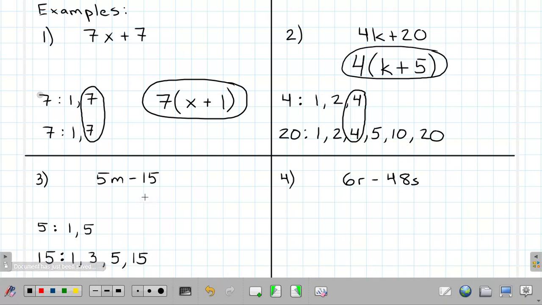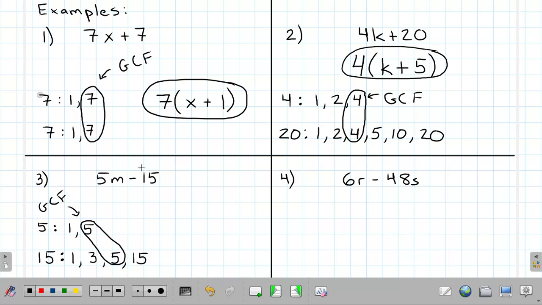But in this case, once again, we technically didn't need the 15 here because the biggest factor of 5 is 5, and we saw 5 is also a factor of 15. So our greatest common factor in this case is 5. Once again, 5 is going to be the greatest common factor.